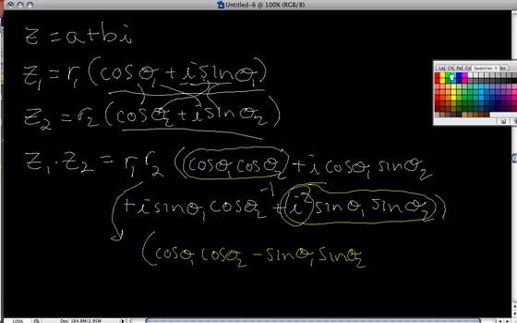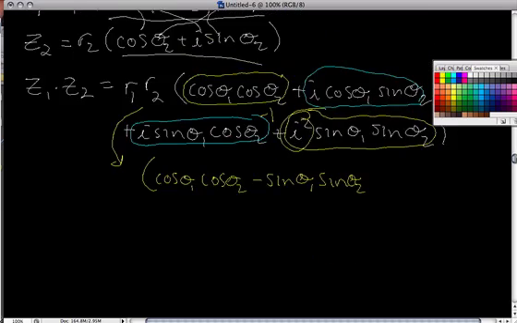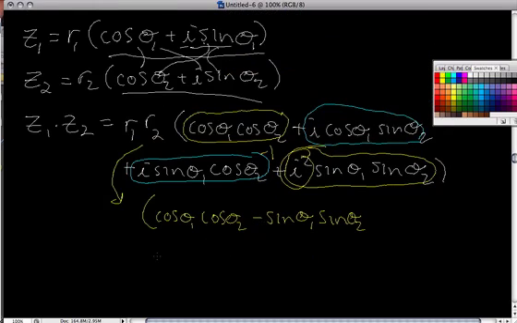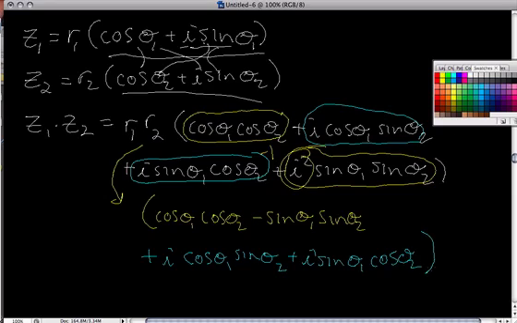And then get another color here. Okay, the terms with i in them. We're going to take those and consolidate those. So this will be plus i times cosine theta sub 1 sine theta sub 2 plus i times sine theta sub 1 cosine theta sub 2. And we can close those parentheses. And of course, we've still got r1 times r2 on the outside.